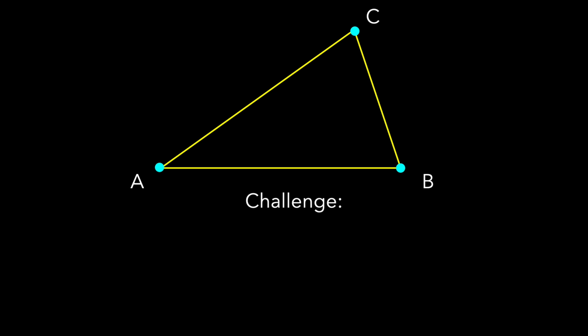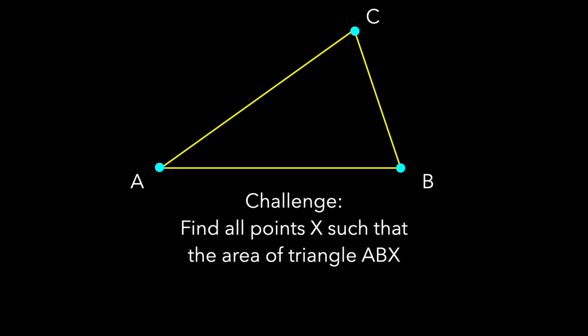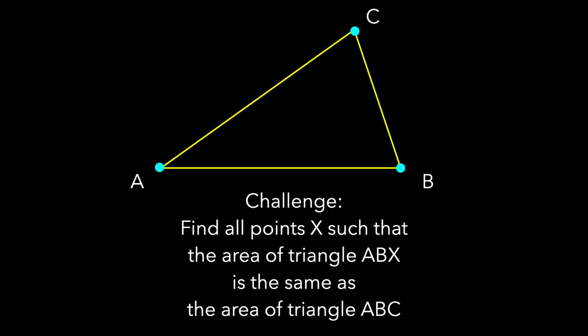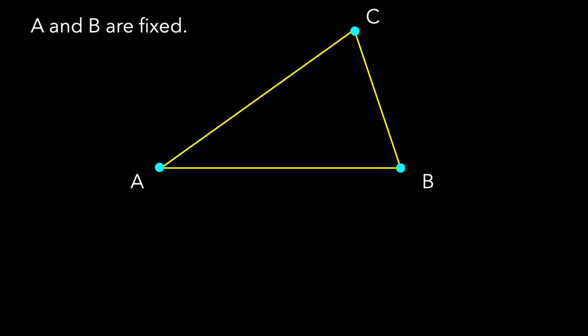I want you to find all of the points so that if you build a triangle AB with that other point, it has the same area as our triangle ABC. If you're curious, this would be a good time to pause and give it a try. Find all of the points X such that the area of triangle ABX is the same as the area of triangle ABC. So the key here is that A and B are fixed.